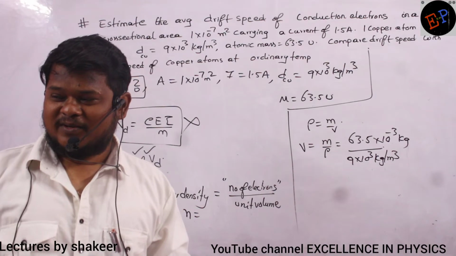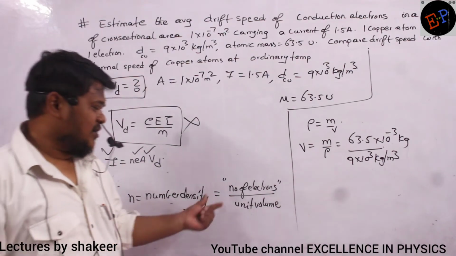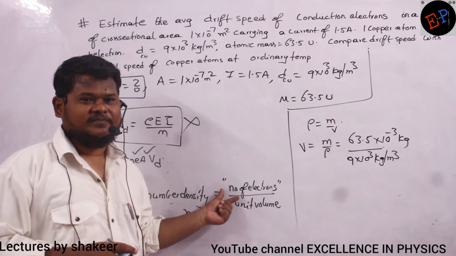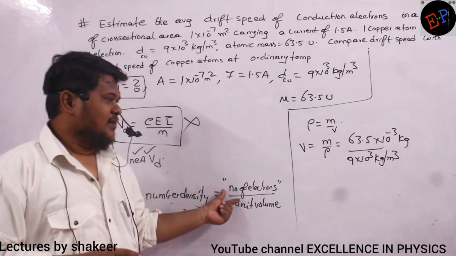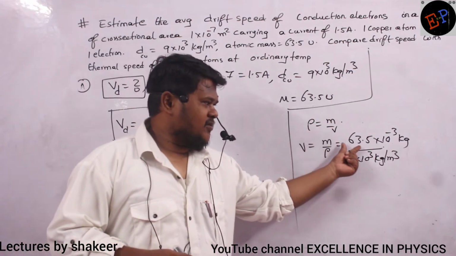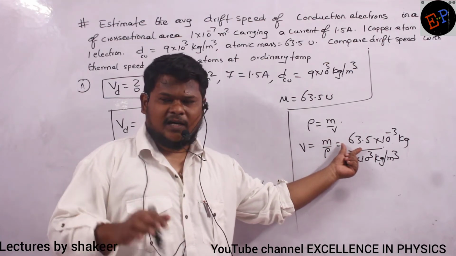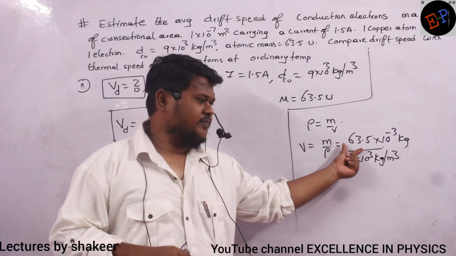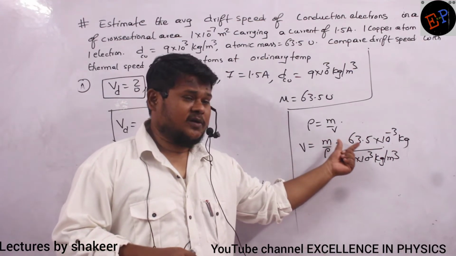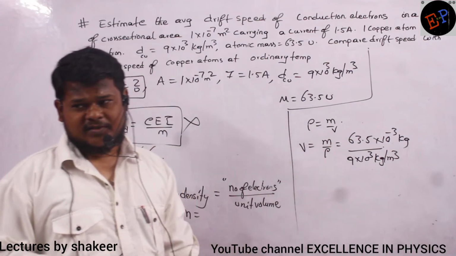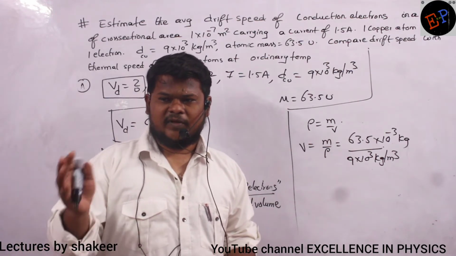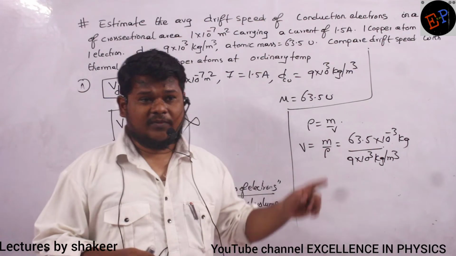Why do you have to take Avogadro number? I am asking how many number of electrons will be there. Mass, how much have I taken? I have taken 1 molar mass of copper, no? 1 mole of copper will contain how many atoms? Avogadro number, 6.023 into 10 power 23. And each atom will contribute how many electrons?